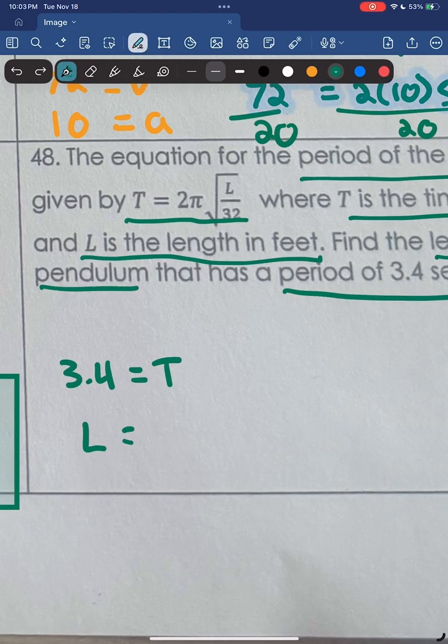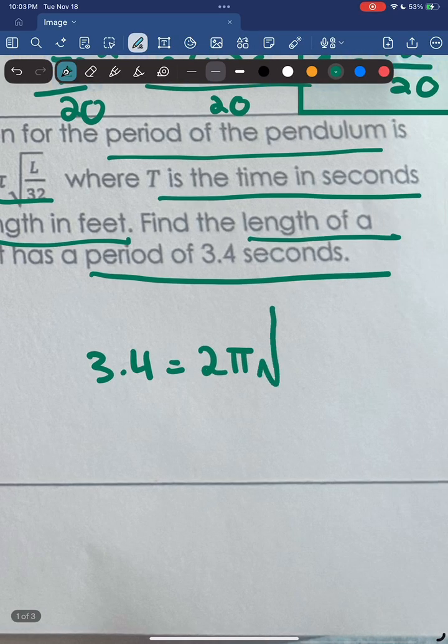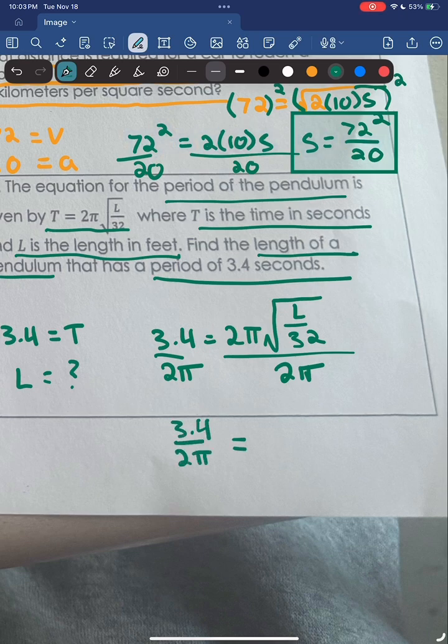So we can do 3.4 is equal to 2 pi square root of L over 32. Now this might look intimidating, but it's really not that much. First thing we want to do is divide both sides by 2 pi, right? Because we want to move everything over that isn't L. So now we're going to have 3.4 over 2 pi is equal to the square root of L over 32.